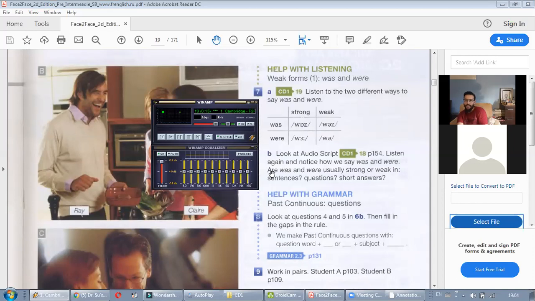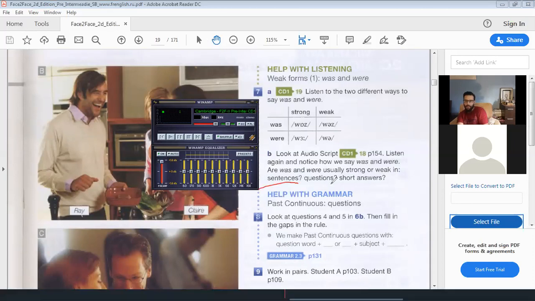The question says, are was and were usually strong or weak in sentences, questions, and short answers? So this means we are going to compare the sound of was and were. We're going to compare them in sentences, in questions, and in short answers. So we want to find out, when do we use the strong form, the normal form, and when do we use the weak form? And the same thing with was and were. So we want to see when we do this. Is it in sentences? Is it in questions? Is it in short answers?